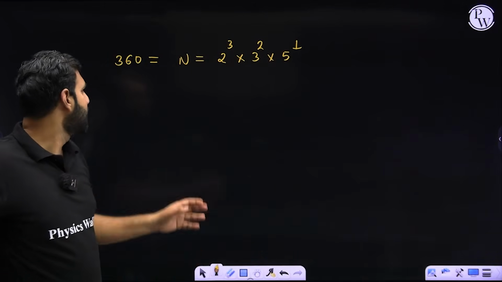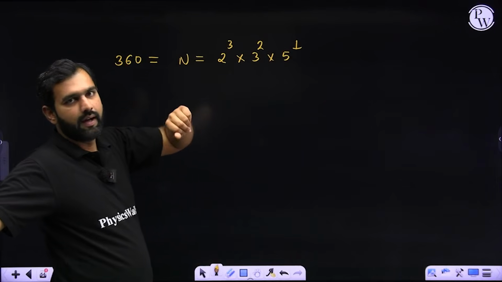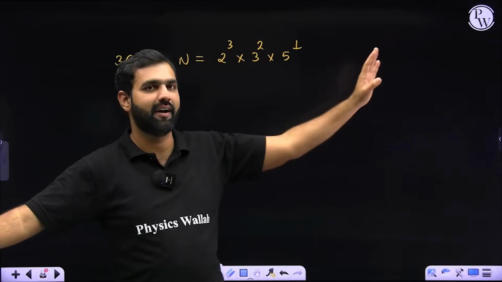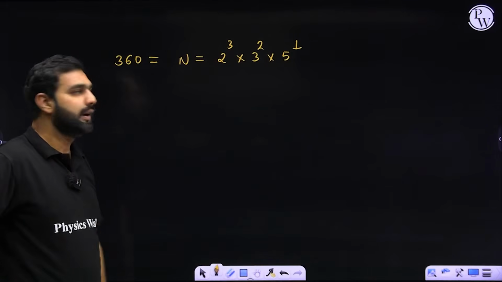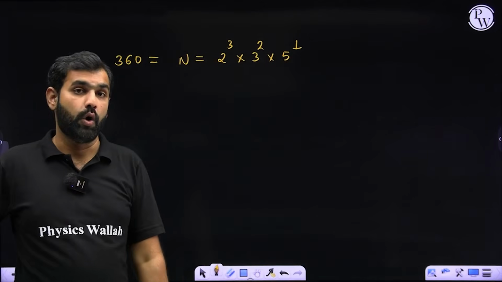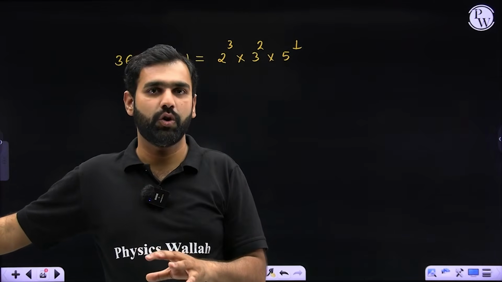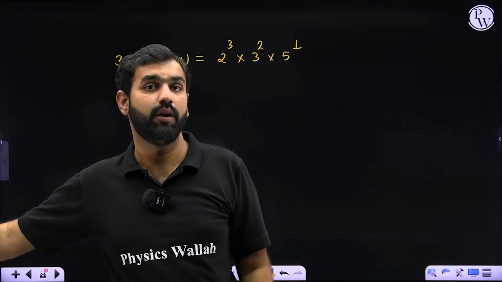So 360 is basically 36 into 10. And 36 is 9 into 4. And 10 is 2 into 5. And that's how I have written it as 2 cube into 3 square into 5 to the power 1. Now, there are also some questions which are formed using permutation and combination based on this particular concept. Now, what is the concept?